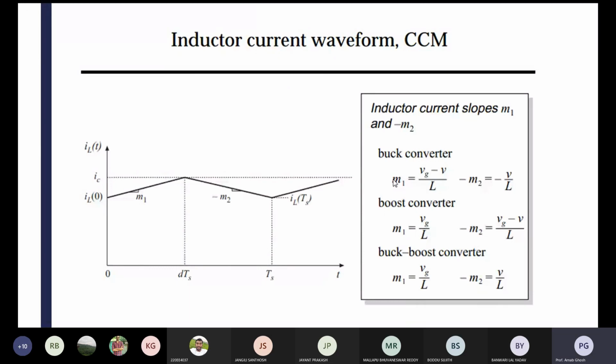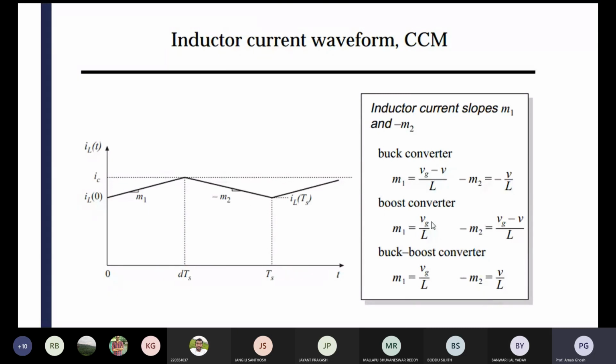M1 is di_L/dt, so L di_L/dt equals Vg minus V, input voltage minus output voltage. So M1 is di_L/dt, the rising slope of your inductor current. M2 is definitely a negative slope, that's why minus M2. When the switch is off, Vg will be 0, so directly minus M2 equals minus V by L. Simple. For the boost converter, M1 equals Vg by L, since in that case the transistor will be turned on.